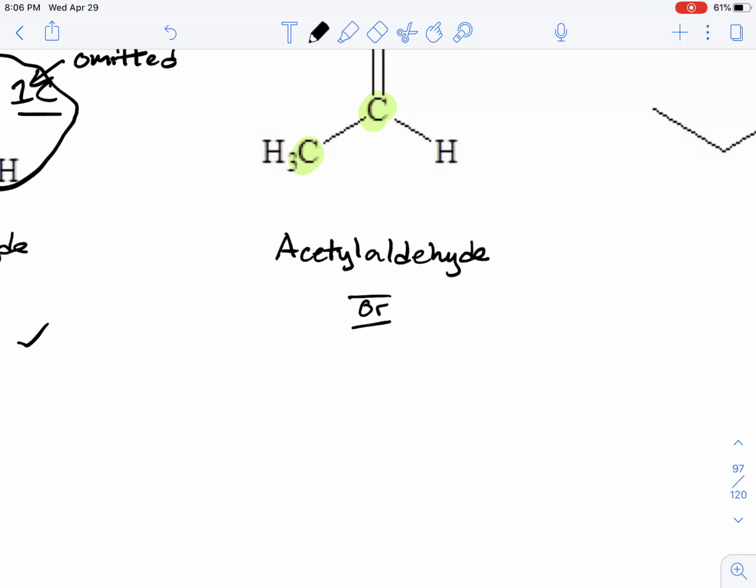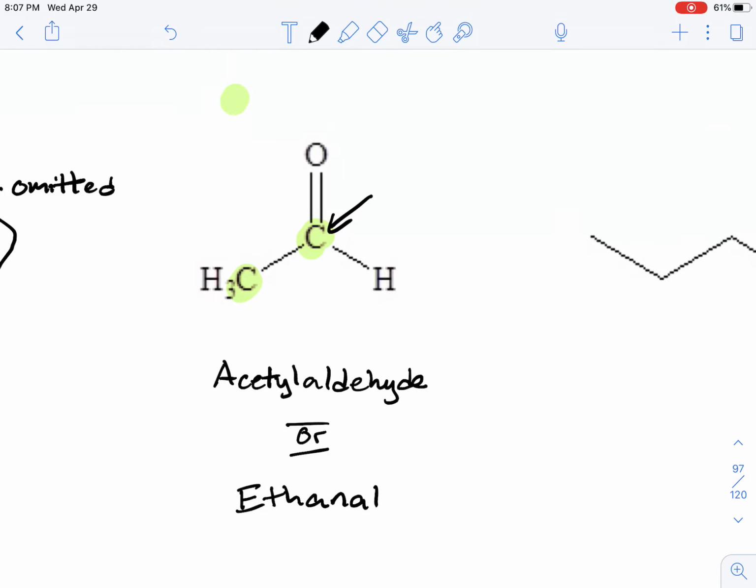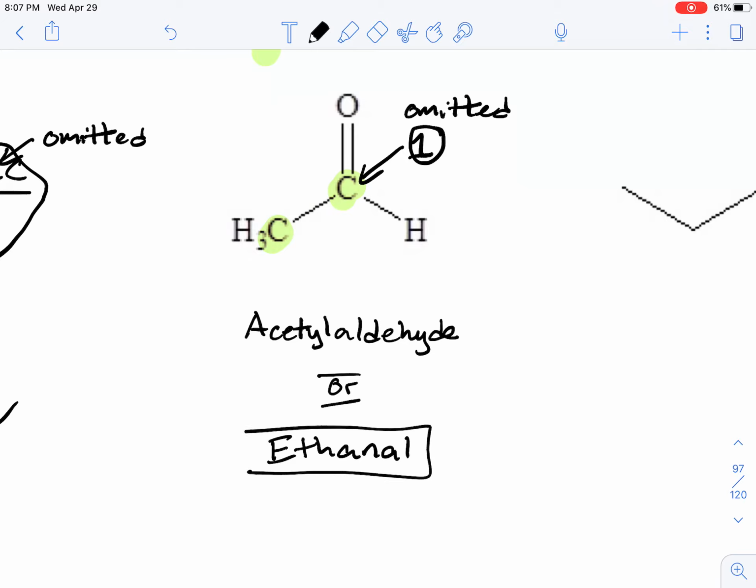Since we're dealing with a 2-carbon compound, we know that we're using eth, since everything is a single bond, excluding the carbonyl oxygen to the carbonyl carbon. We know it's going to be ethane. So what we're going to do is drop the E, add the AL ending, and since the carbon number 1 for the carbonyl carbon is typically omitted in the final name of the organic compound, this is just going to be my final answer, ethanal.